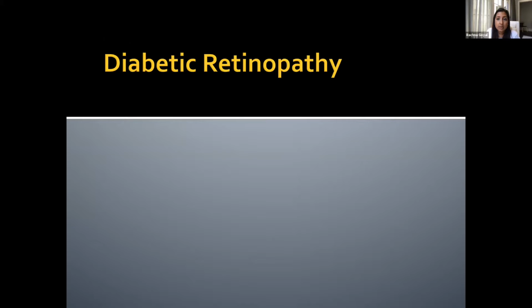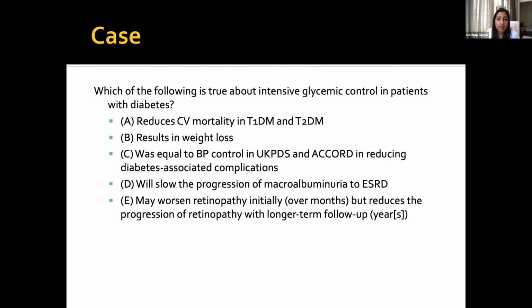Okay, so let's talk a little bit about diabetic retinopathy. I can just read this one real quick. Which of the following is true about intensive glycemic control in patients with diabetes? A, it reduces cardiovascular mortality in type 1 and type 2. B, results in weight loss. C, was equal to blood pressure control in UKPDS and ACCORD in reducing diabetes-associated complications. D, will slow the progression of macroalbuminuria to end-stage renal disease. Or E, may worsen retinopathy initially, but reduces the progression of retinopathy with long-term follow-up.